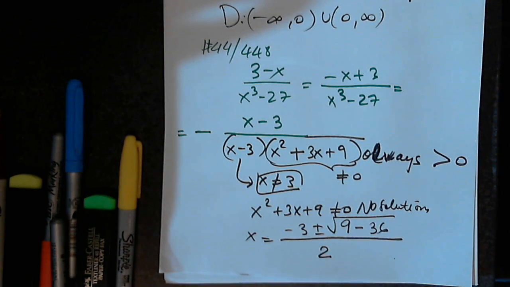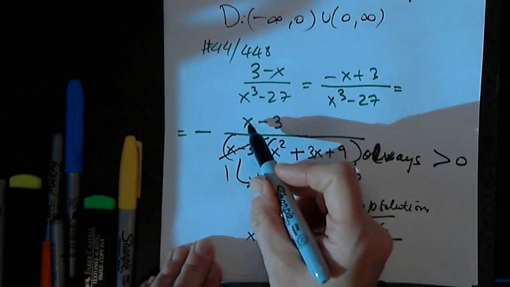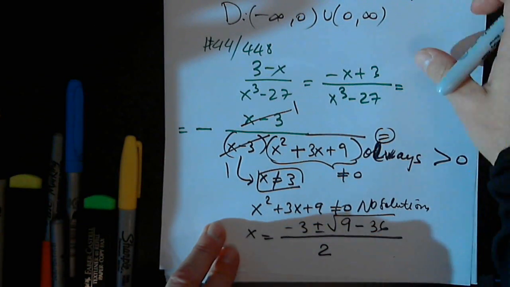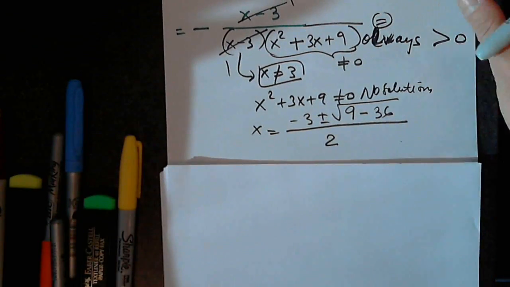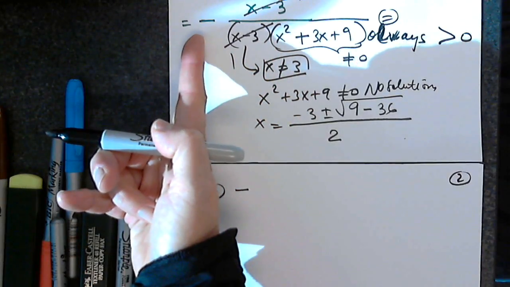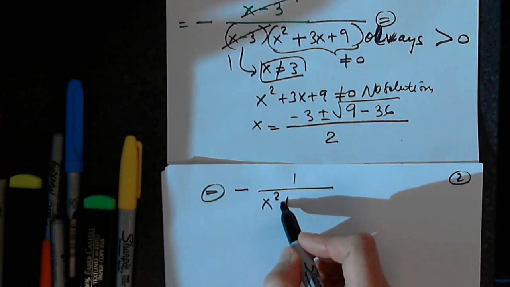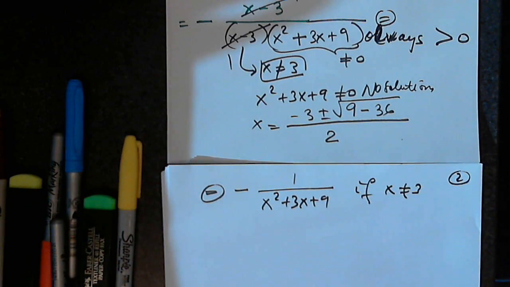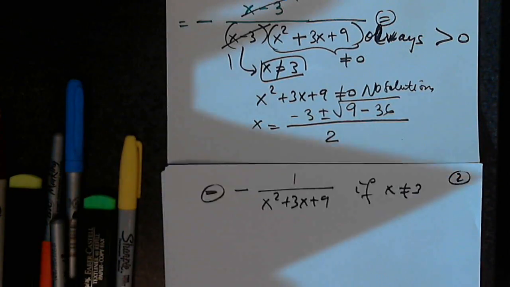What do I do next? Yes, I remove one factor. When you remove a factor, write 1, so you don't make a mistake. Now can anyone give us what this equals, as the final answer? Exactly: negative in front, and 1 over x squared plus 3x plus 9, if x is not 3. And this is the simplified form. Okay, we'll have plenty of opportunity to simplify again.